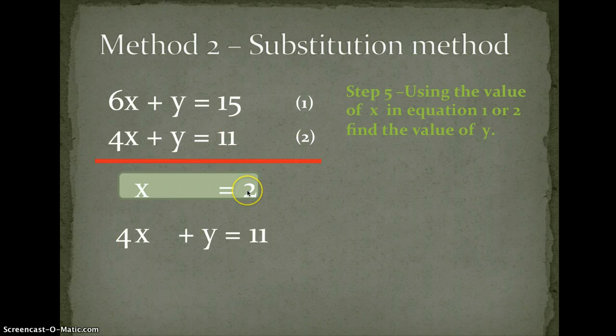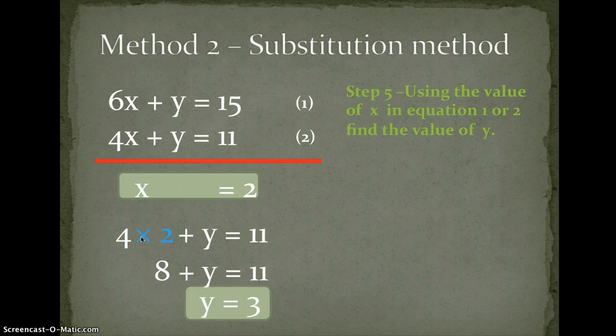I'm plugging in 2 for x, so that will become 8. 8 plus y is equal to 11. Subtract 8 on both sides. Y is equal to 3. So the solution for this one is x is equal to 2 and y is equal to 3.